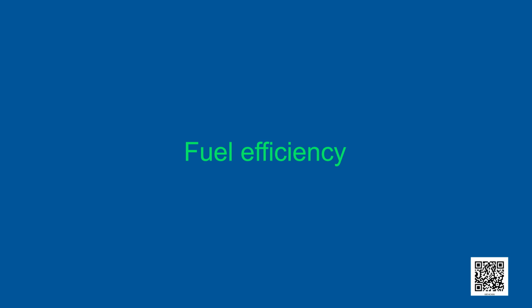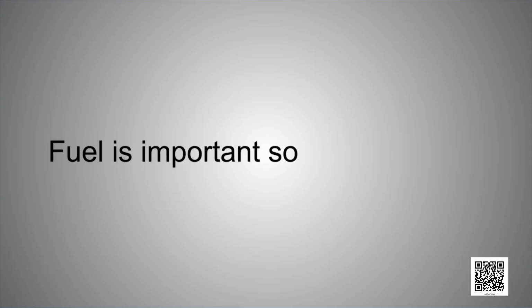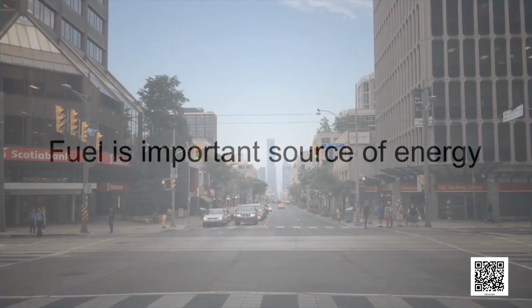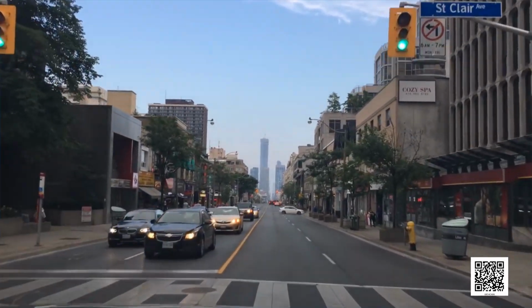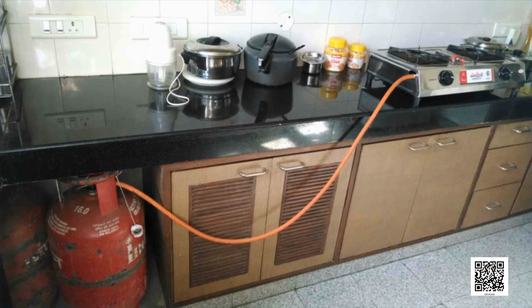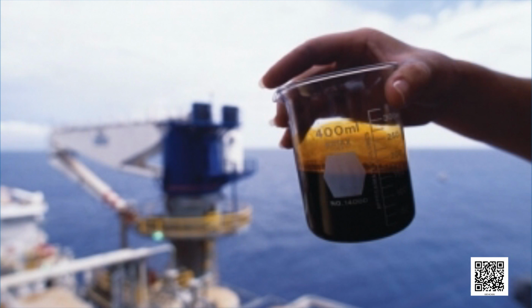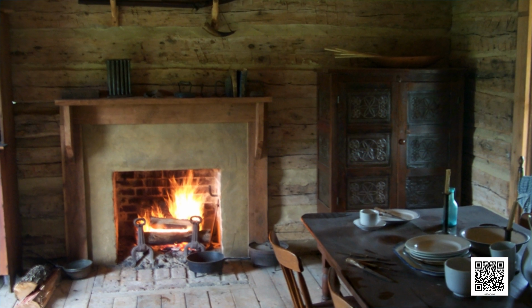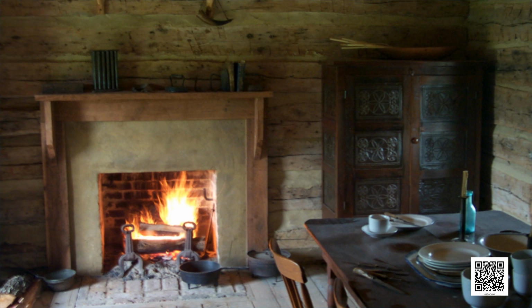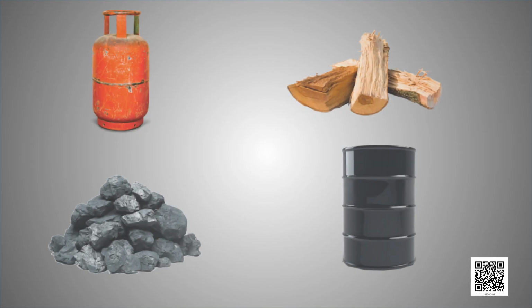So dear students, now we will learn about fuel efficiency. Fuels are the important sources of energy. We use petrol to run automobiles. LPG is used at homes for cooking. Crude oil is used as fuel in aeroplanes. Wood or coal are used for different purposes like getting warmth at our places, etc. Children, all these are the examples of fuels.